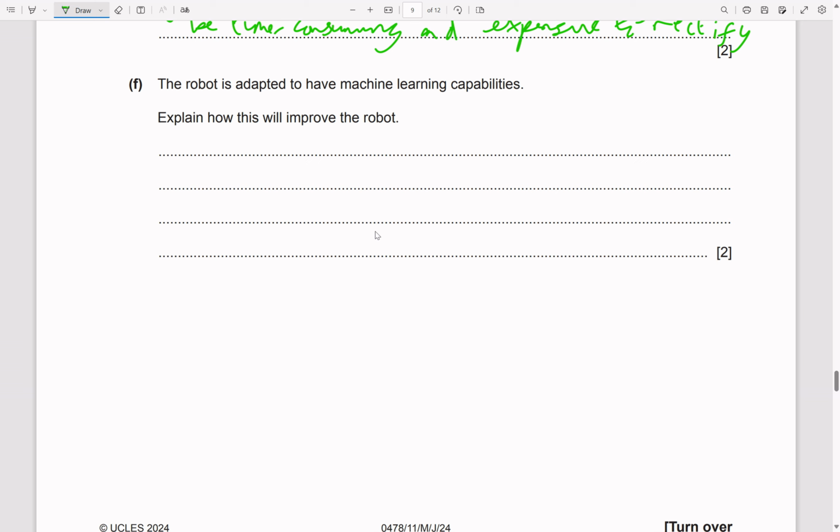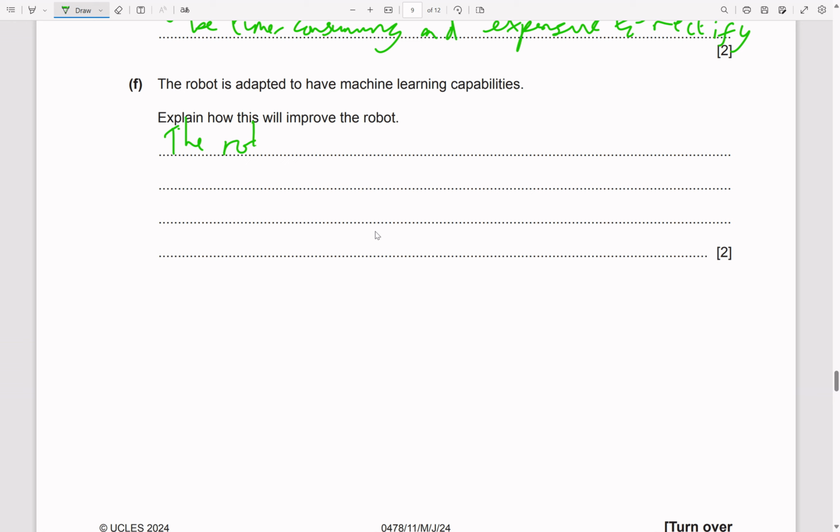Right, the robot is adapted to have machine learning capabilities. Explain how this will improve the robot. Okay, so we can mention that the robot will be able to learn from its past experiences. So maybe, for example, it looks at a certain type of soil, like a moisture level, or maybe just the distance, the placement. But based on this data, it can realize which conditions will create the optimum growing of the plant. And then of course, it can use that when it plants the next lot of seeds the next time. So let's try and say that.